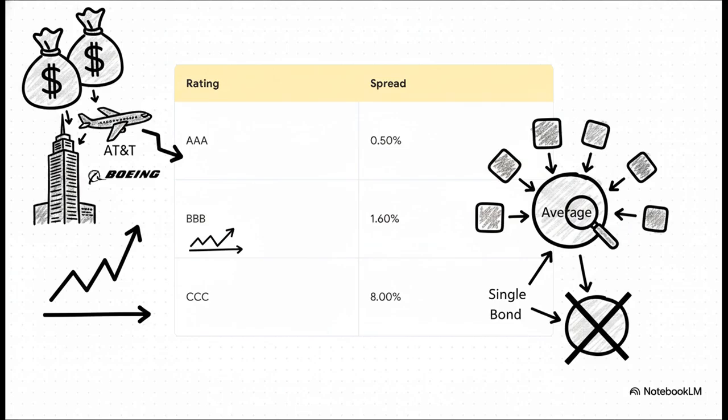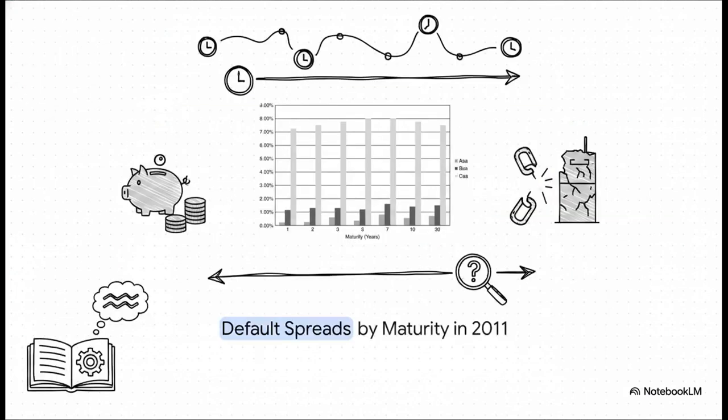Well, we find a sampling of liquid bonds in a specific ratings class, average out their market interest rates, and compare them to the matching Treasury rate. We use a sample rather than just one single bond, because sometimes the market misprices a bond. Averaging just smooths out those errors. But wait, there's a catch here.